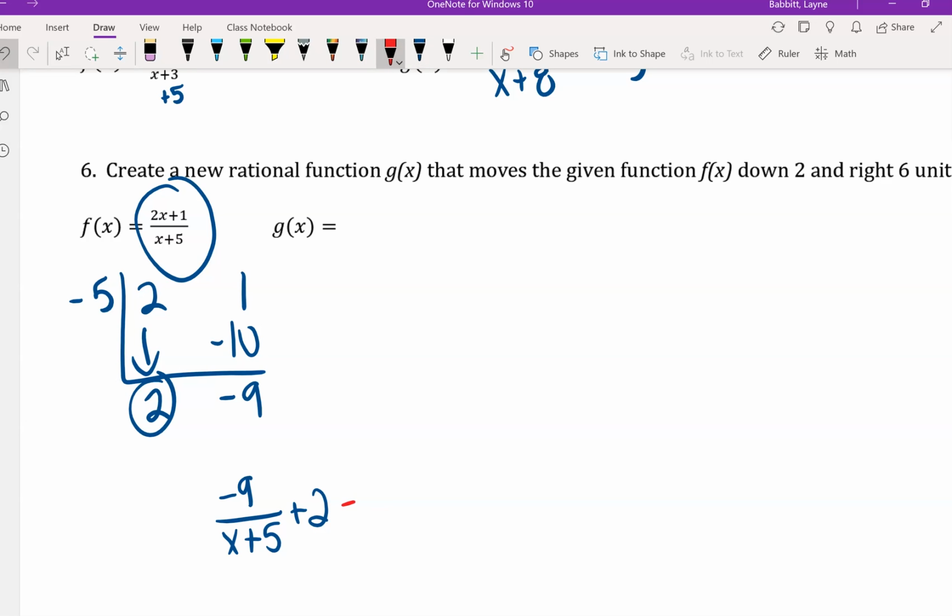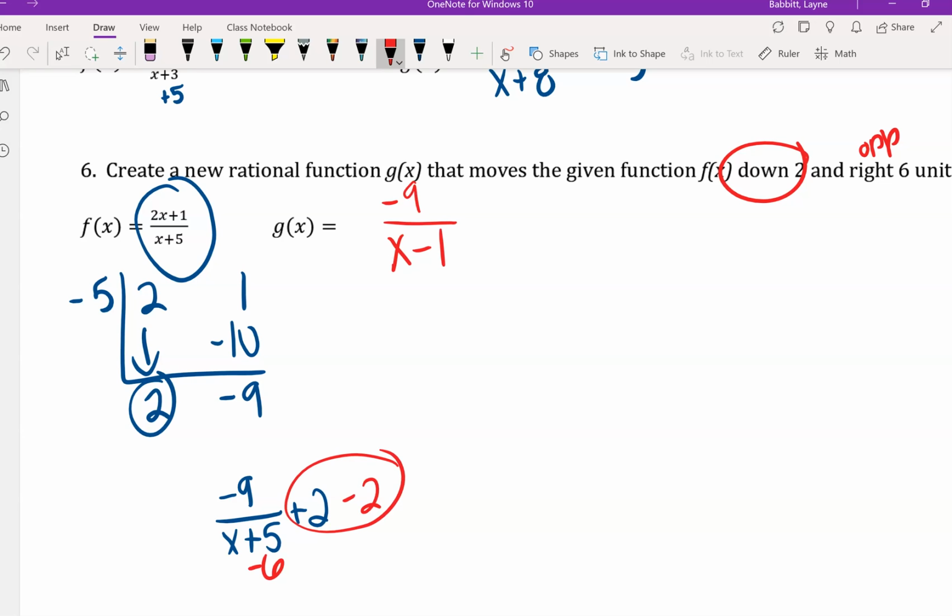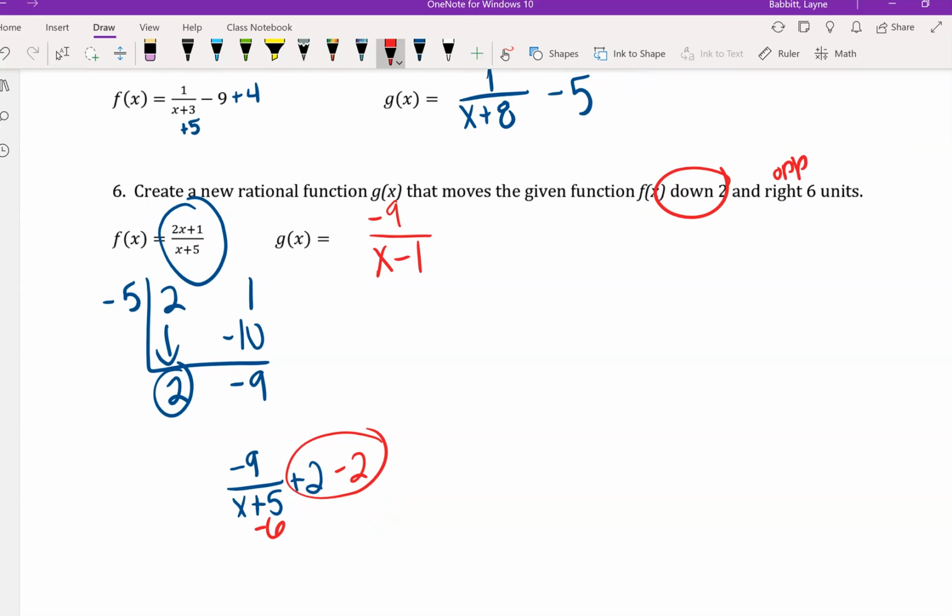Then I'm going to shift it down 5. Oops, not down 5, down 2. Down 2, and then right 6. So that's going to be minus 6 for the k value. So 5 minus 6 is going to be negative 1. And then these 2's on the end will cancel. So there's no number on the end. That's our answer.